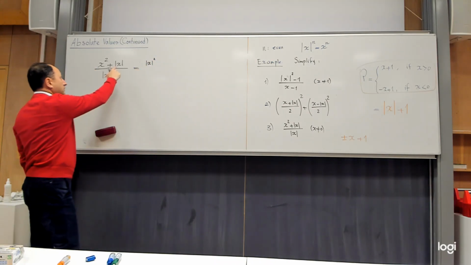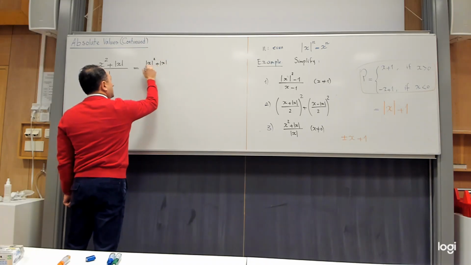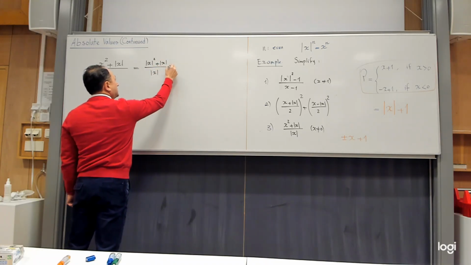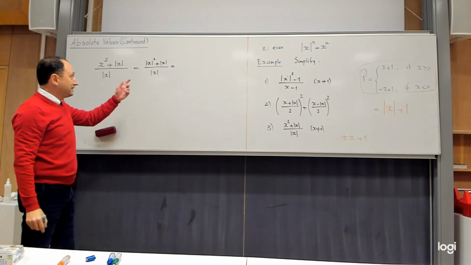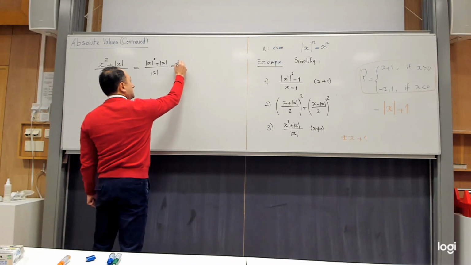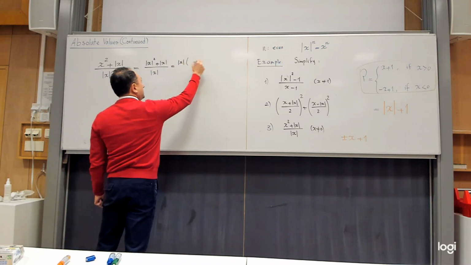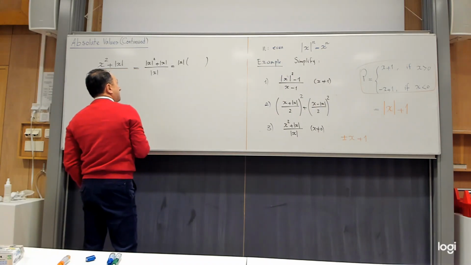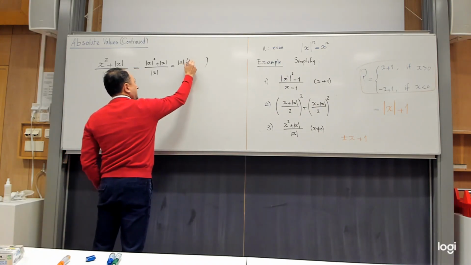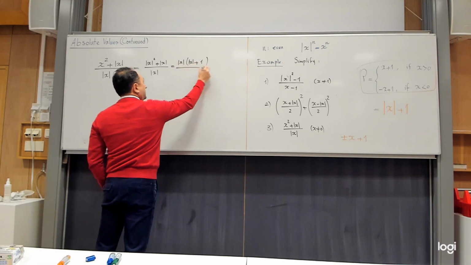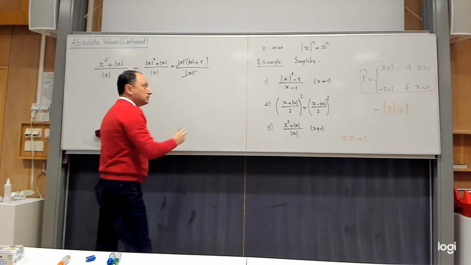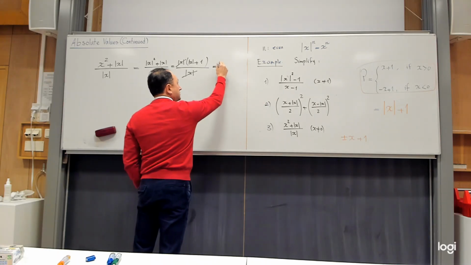Yes? And then I have this absolute value of x. Can I factorize something now in this form? Yes, and that is absolute value of x that I pull out. What is left from here, can you tell me? Absolute value of x plus 1. And then this one and that one are simplified. And then I get the final answer.